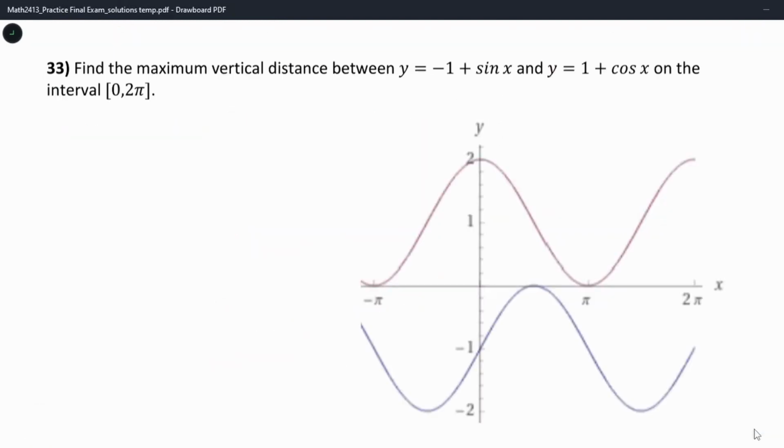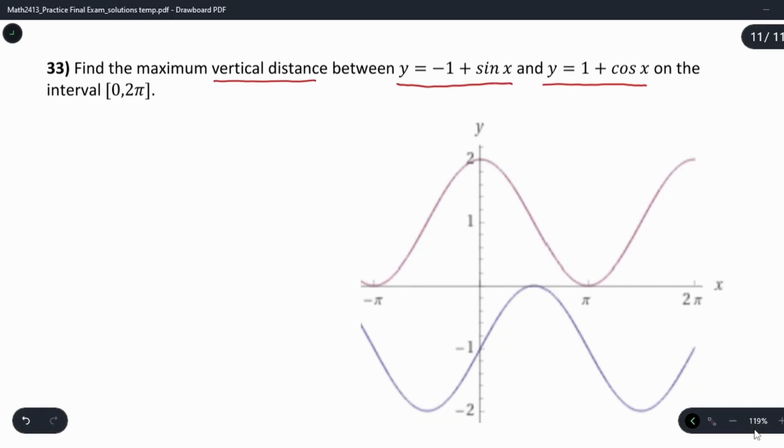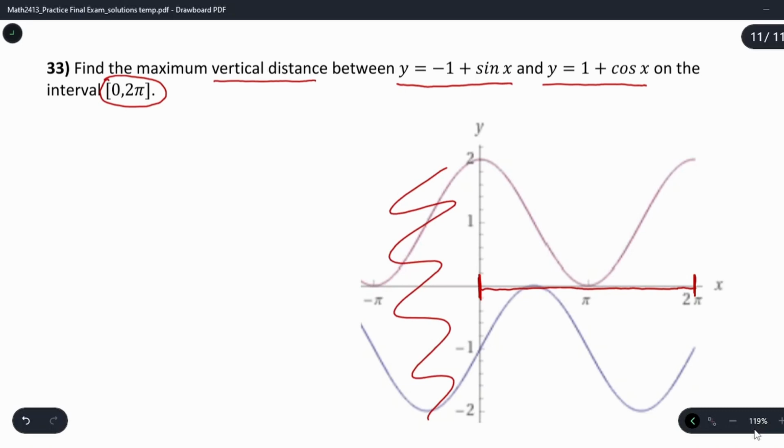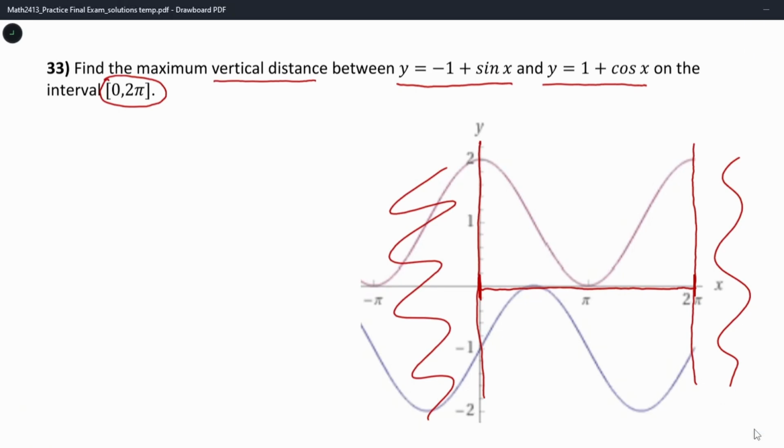And the last problem on the practice final exam for Cal 1. It says find the maximum vertical distance between this curve and this curve on the interval from 0 to 2 pi. And so the first thing I'm going to do over here on the graph they've given me is I'm going to mark off from 0 to 2 pi. That means I could ignore all of this graph over here and then anything that shows up over here. I'm only looking for the maximum vertical distance within these range of values.